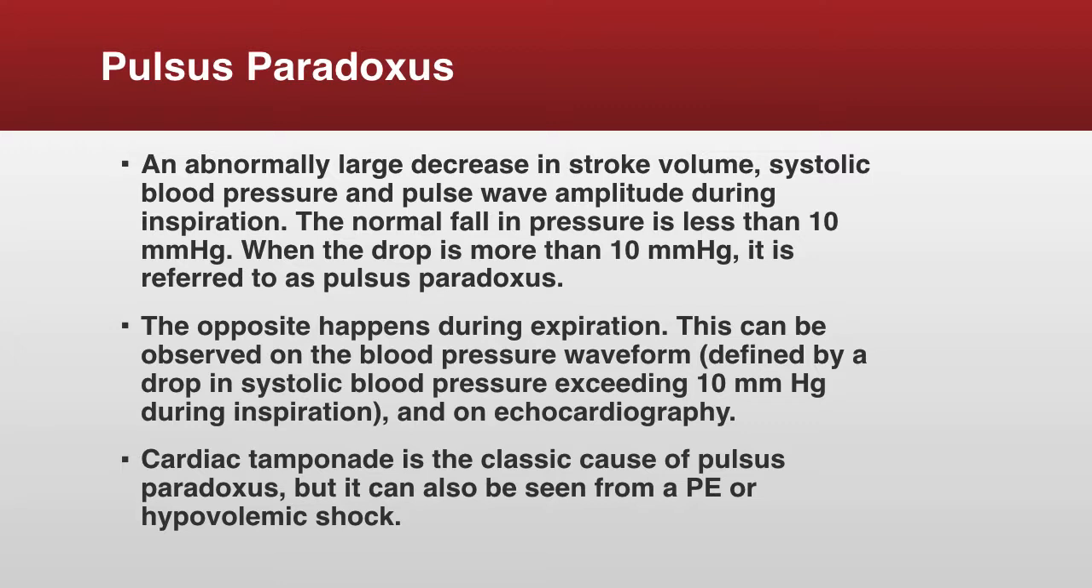And you can also see it on echocardiograms. The cardiac tamponade is a classic cause of pulsus paradoxus, but it can also be seen with patients that have a pulmonary embolus or hypovolemic shock.